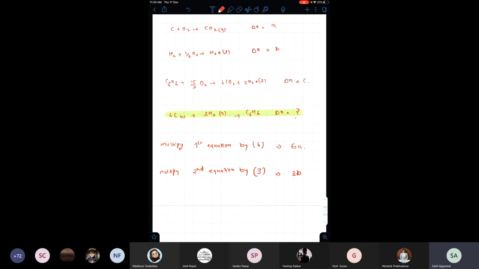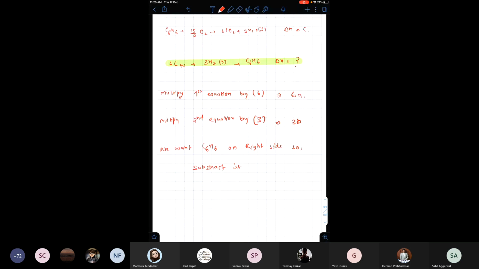Very good, Amod. We want C6H6 on right hand side. So subtract it. It will be 6A plus 3B minus C will be the answer. It's very simple अगर आपको समझ में आ जाए तो. Without writing this also you could have done it.